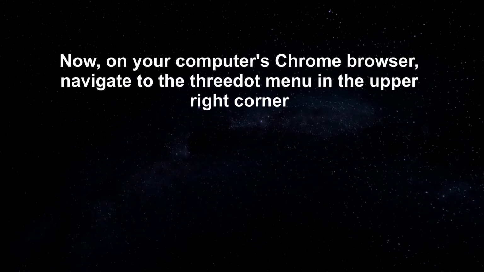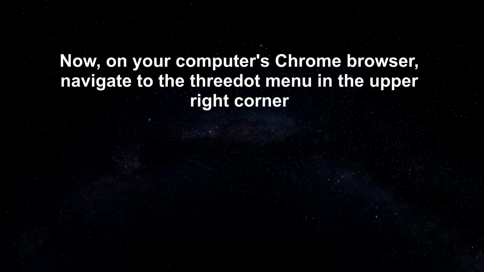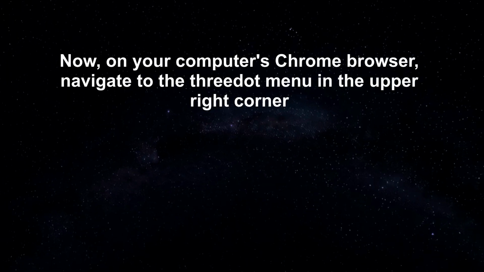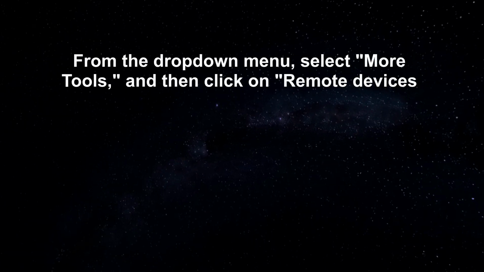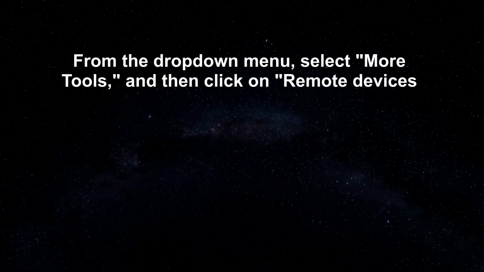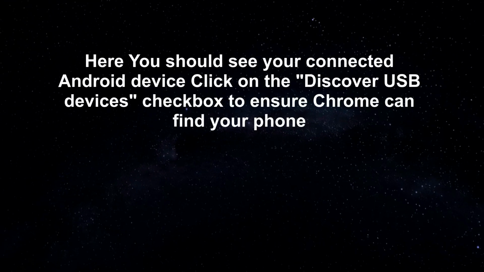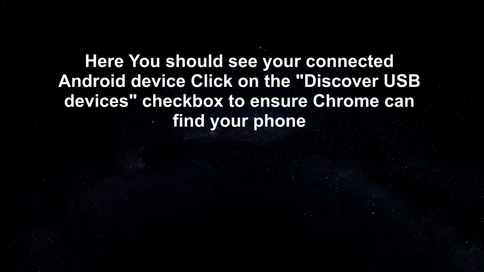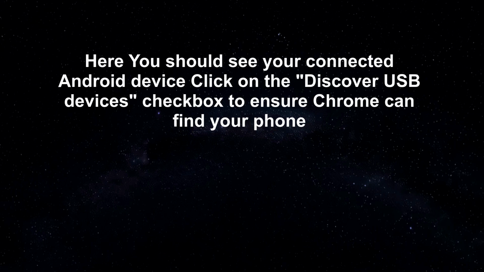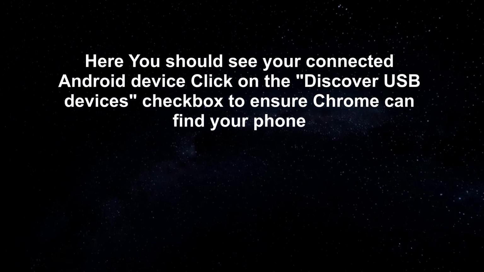Now, on your computer's Chrome browser, navigate to the three-dot menu in the upper right corner. From the drop-down menu, select More Tools, and then click on Remote Devices. Here you should see your connected Android device. Click on the Discover USB Devices checkbox to ensure Chrome can find your phone.